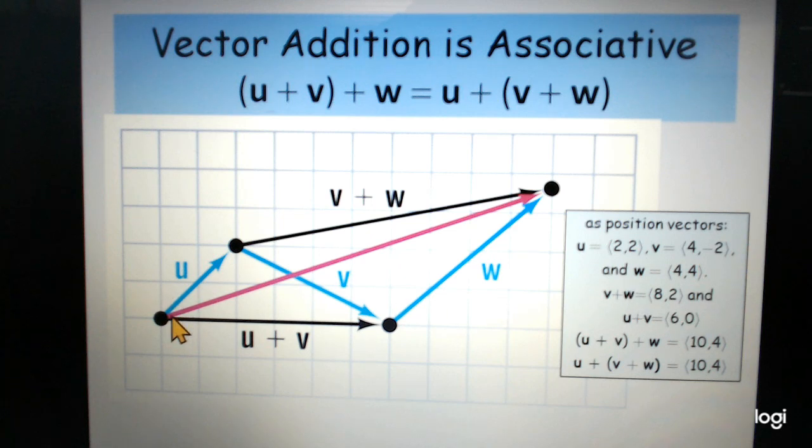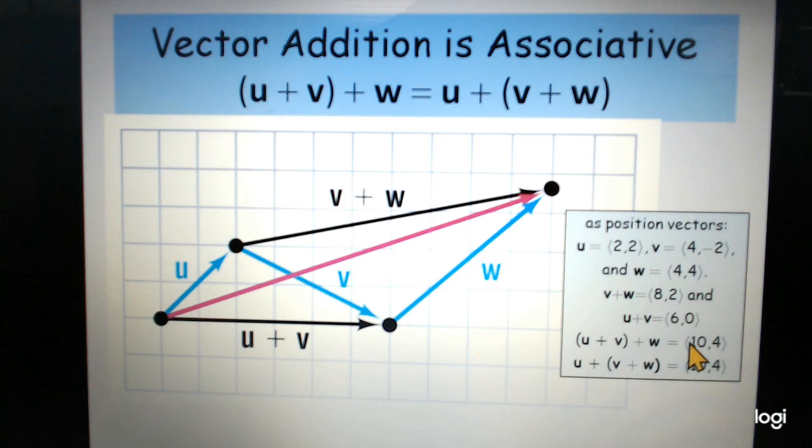Now U is over 2 and up 2, so U is the position vector 2, 2. V is the position vector where we're going 4 to the right and down 2. So notice 4, negative 2. And W, of course, is the position vector here, which is over 4 and up 4. And it's very easy to show these computations come out to the same result. The vector in pink is 10, 4 with the angle brackets, vector notation.